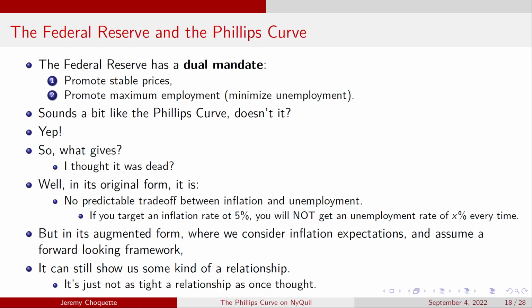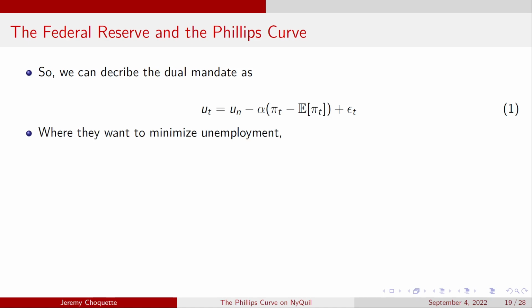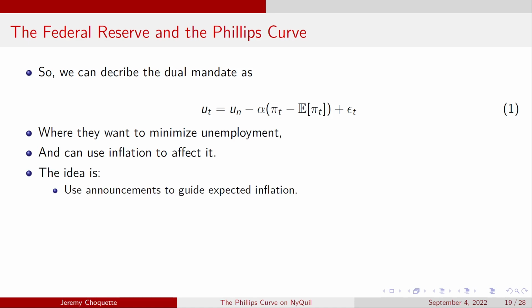We are now in a regime where we have inflation targeting. We are also in a regime where the Federal Open Market Committee will come out and announce their intended federal funds rate targets. These aren't things that were always done by central banks. They weren't things that were always done by the Federal Reserve. Now, we can describe the dual mandate as this right here, what we see in equation 1. Now, we've seen this before, right? They want to minimize unemployment, and they can use inflation to affect unemployment.